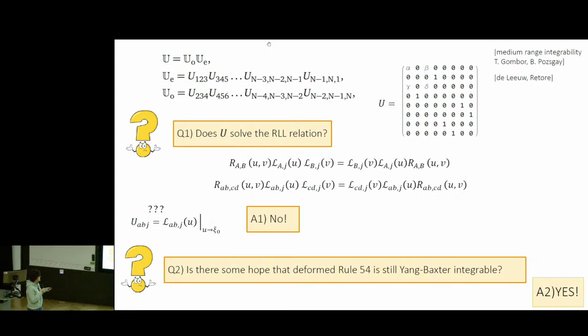Now, to do that, there is a formalism that has been developed in these papers, where we all know that the definition of integrability is via this RLL relation, but we can also take one space and double it. So one way to detect integrability is to ask if you can associate the U, your dynamical evolution, with the Lax of the integrable model. But unfortunately for this model, this simple thing didn't work. But then we were thinking, is there still some hope that the model is Yang-Baxter integrable?